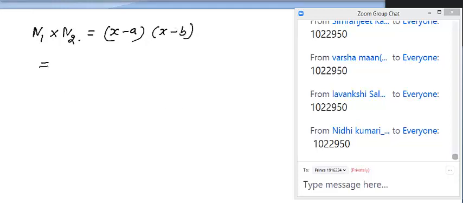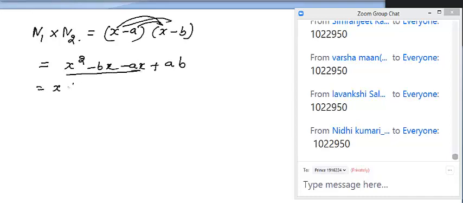When you multiply these numbers, it is very interesting to see the proof. I will take an example also after that. When you multiply, x into x is x square, x into minus b is minus bx, minus a into x is minus ax, and minus a into minus b is plus ab. So what is next? I am taking x common. Now x minus b minus a is there, plus ab. Very interesting to see the proof.